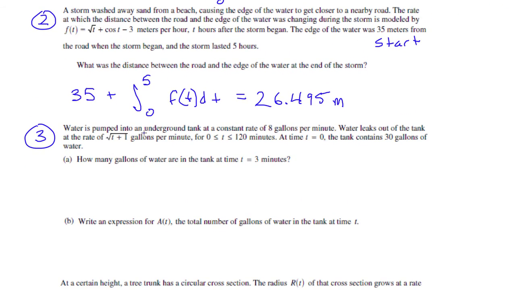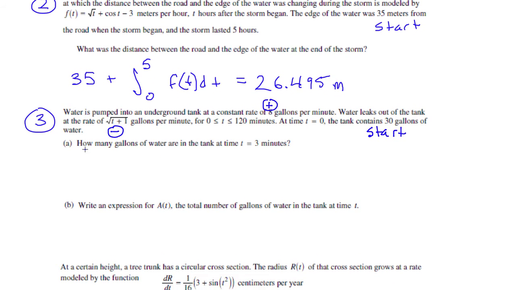Water is pumped into an underground tank, so we have a positive rate at 8 gallons per minute. I'm going to put a plus to let me know that's a positive rate, and it leaks at this rate. Hey, we've seen this problem before. And then we have some start information. Our start time is 0. Our start amount is 30. It's asking for how much.